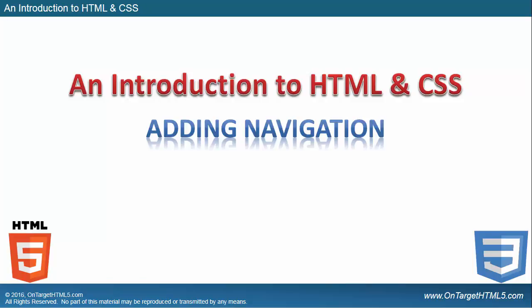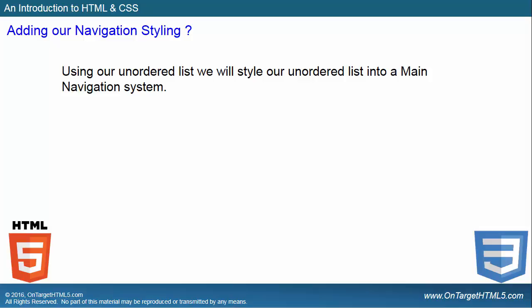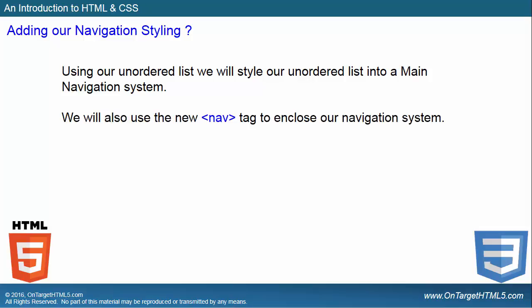Welcome back to our introduction to HTML and CSS. In this tutorial we're going to be adding the navigation system to our website. So we're going to be adding our navigation styling. Remember, we've already added that UL element to the actual HTML structure, so now we're going to add the styling for that element to make it look more like a navigation system. So using our unordered list, we'll style it into a main navigation system.